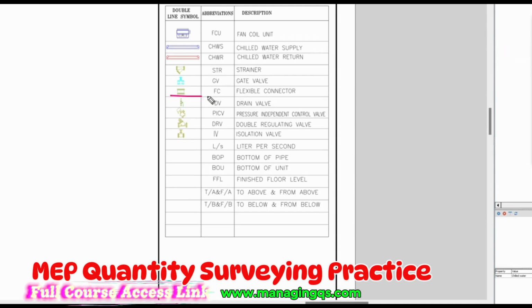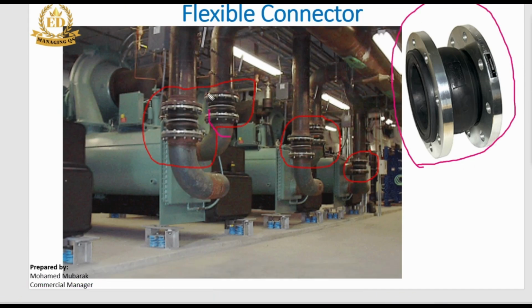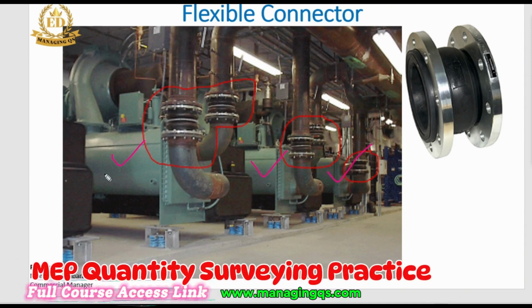The next item is FC. FC means the flexible connector. The appearance of the flexible connector looks like this. You can see these are the flexible connectors. They connect with these very big chillers, which are used in the district cooling plant. We already discussed many things about the chiller. You can see there is a pipe, one of the pipe points connects directly to the chiller, and there is a flexible connector.